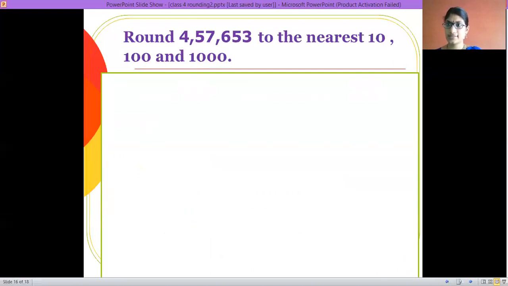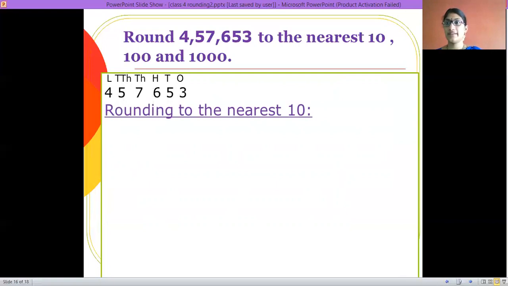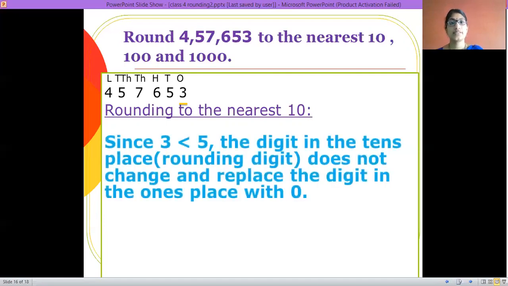So is it clear for you people till here? Yes. Now we'll identify the rounding digit. Now here we are rounding to the nearest 10. So what is the rounding digit? 5, which is in the tens place. Now we'll move to the right hand side of this rounding digit, which is 3 here. Now this 3 is less than 5. So are we going to change our rounding digit? No, we'll write the rounding digit the same, but we'll replace the ones place with 0. Since 3 is less than 5, the digit in the tens place, that is the rounding digit, does not change, and we replace the digit in the ones place with 0.